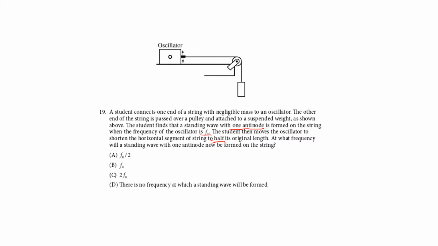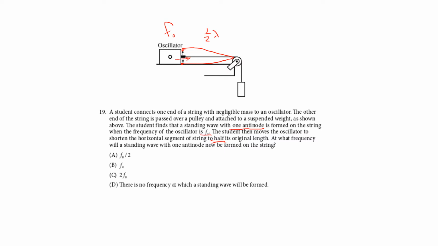So if there's one antinode, remember an antinode is the opposite of a node. That's the place where it moves the most. So the antinode is going to be right here on the oscillator. So the wave is going to do this. So this guy right here is going to be half of a wavelength, all right? Boom, boom. Now, that's going to be at F0. So he's going to cut the string in half, move the oscillator closer this way, and that's going to give a new frequency. All right?